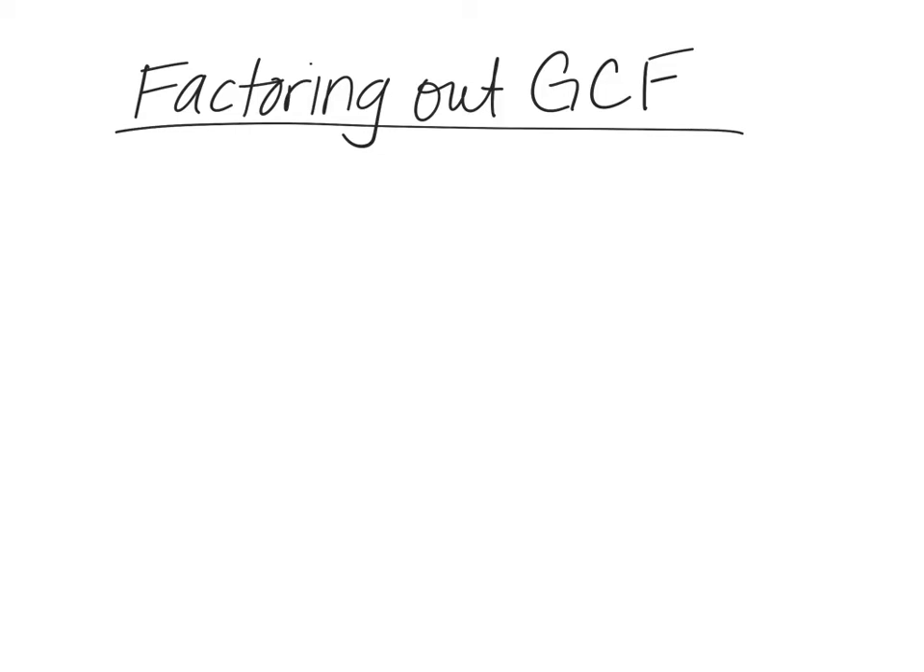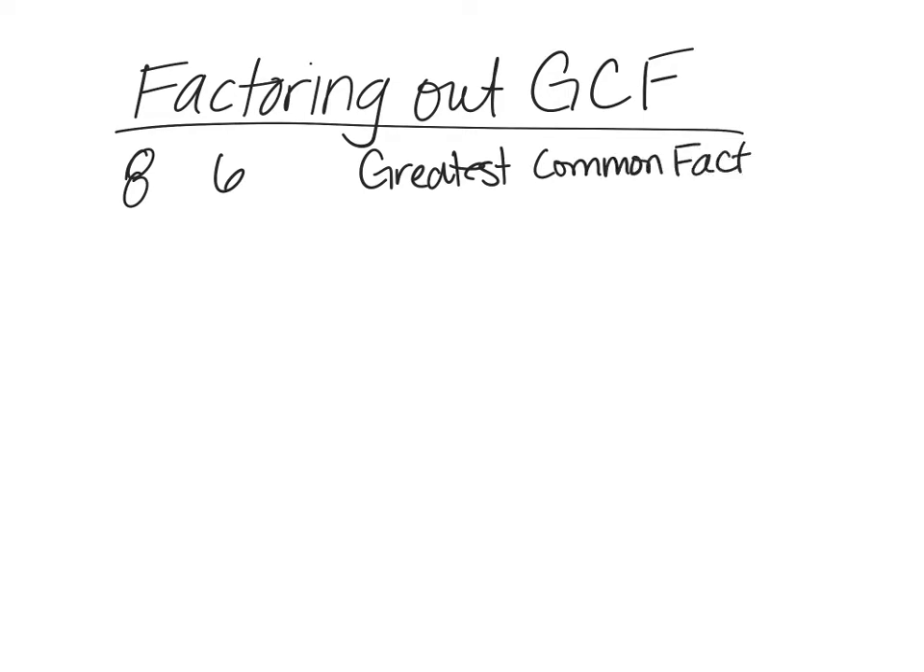So factoring out the GCF, if we look at two numbers like 8 and 6, these both have a greatest common factor. Factors are numbers that you can divide both of them by. So a common factor, the greatest one, would be the biggest number that they both can be divided by. The factors of 8 are 1, 2, 4, and 8, because 1 times 8 is 8, and 2 times 4 is 8. And the factors of 6 are 1 and 6, and 2 and 3. So the greatest number they have in common is 2. So we can divide them both by 2.